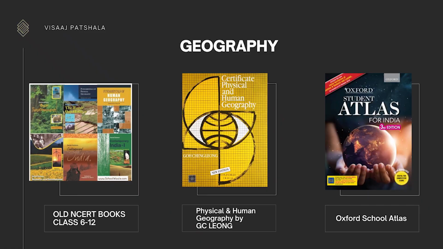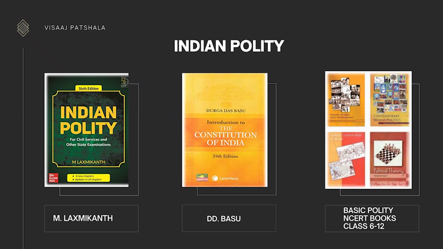Number 2, Indian geography. For geography, Old NCERT books are the best, and you can supplement with Physical Geography by G.C. Leong. And for maps, the Oxford School Atlas is good, so that you can get vast knowledge from there. Number 3, Indian polity. Indian Polity by Lakshmikant, or An Introduction to the Constitution of India by D.D. Basu. Both books are very rich for the Indian polity section, and also supplement with the basic NCERT book.